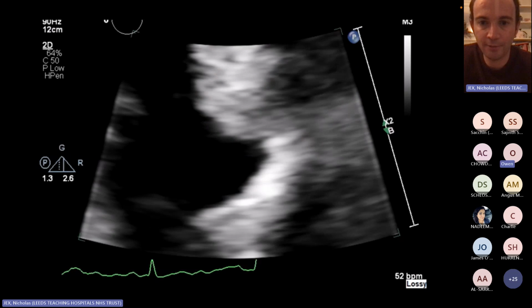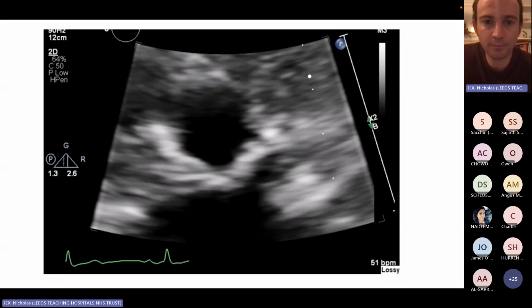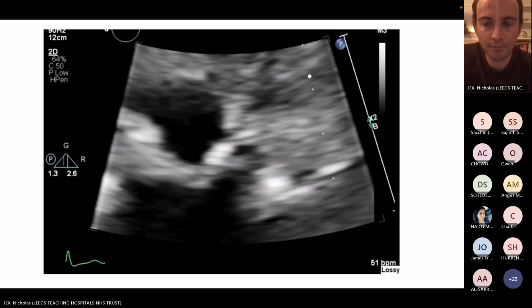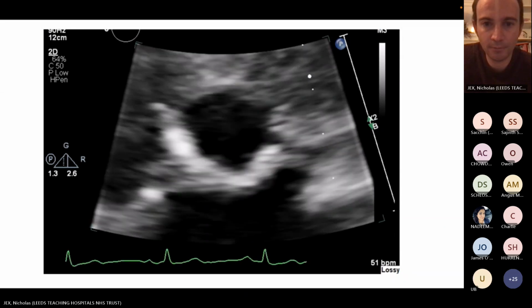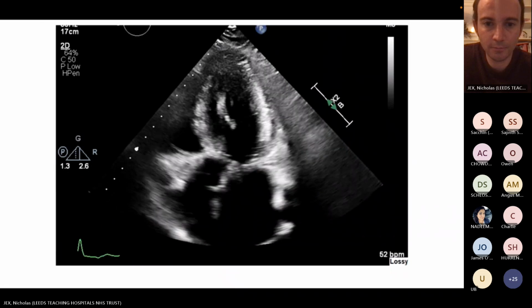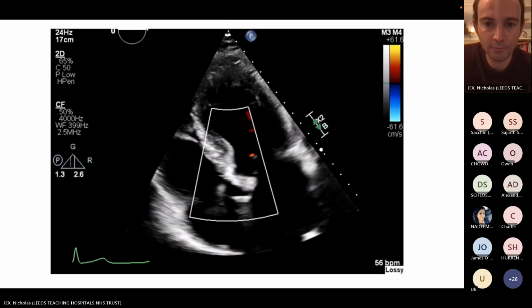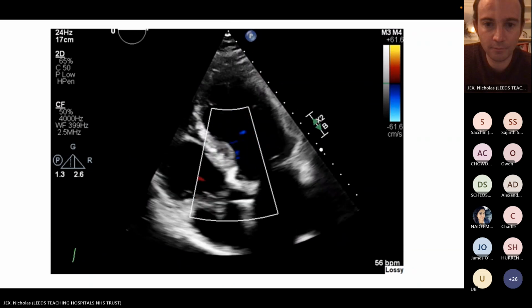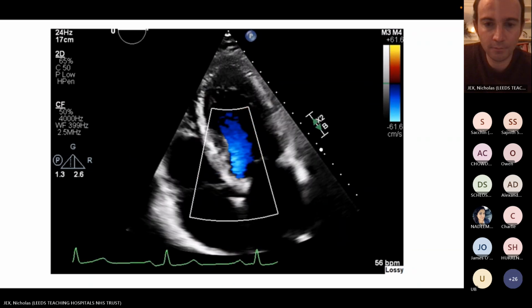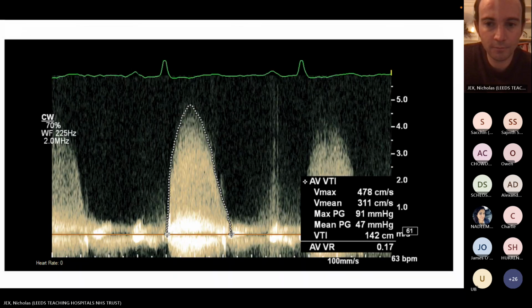This is looking at the aortic valve in the long axis view. So Doppler from the right sternal edge.